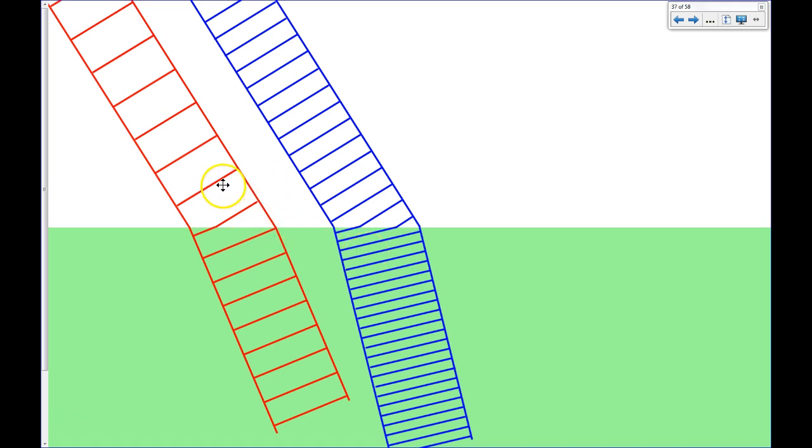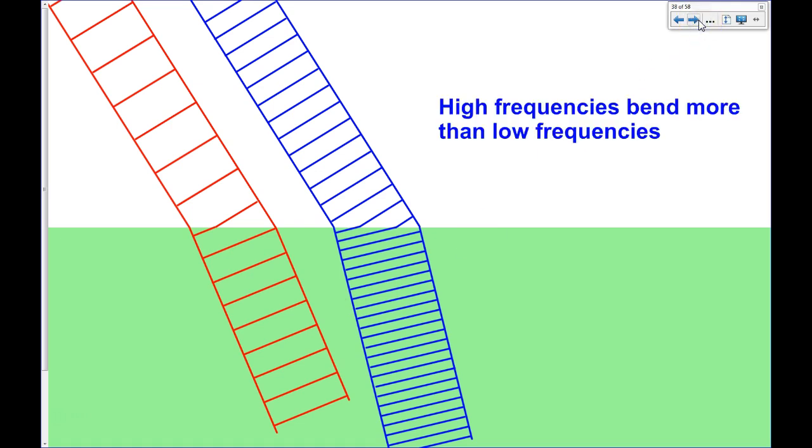And the reason I did a red beam of light next to a blue beam of light is you will see the angle of deflection, the amount that the light bends, is much greater on the higher frequency wave. And that's a major concept here today too. Higher frequency will bend more than lower frequency.